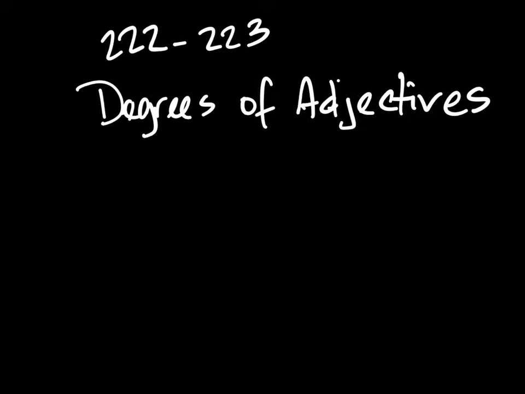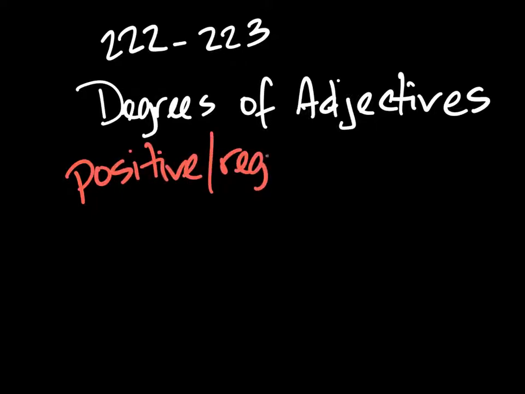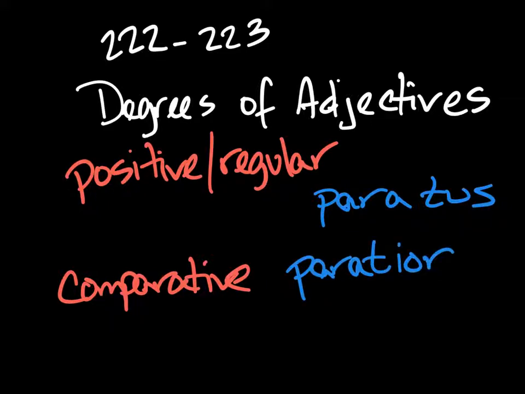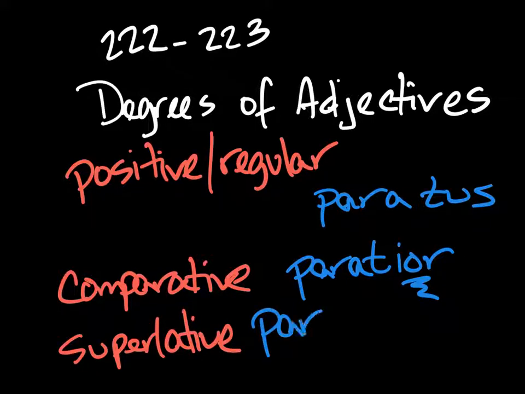Okay, you might need a quick refresher on the various degrees of adjectives. English and Latin have three different degrees. They have the positive, otherwise known as regular adjectives, like paratus, which means prepared. And then they have comparative adjectives, which is slightly more than paratus. That would be paratior. And then they have the last degree, which is superlative. And then for Latin, that would be paratissimus. So you recognize regular adjectives because they're boring.